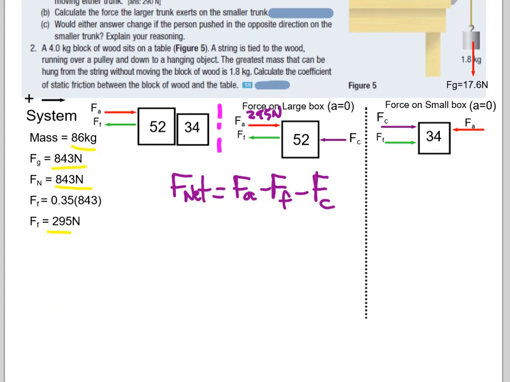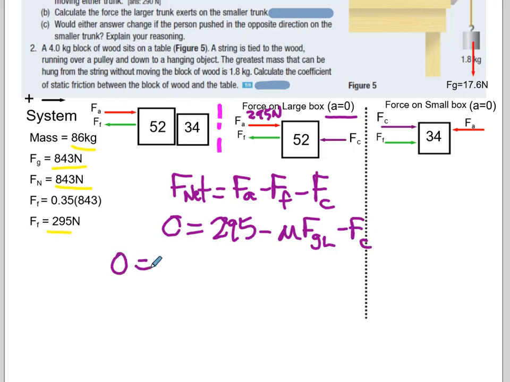Okay, so now it's not moving, so a is 0, so F net is going to be 0. That's a really important piece that's not explicitly stated, so you have to make that connection. Now Fa is 295 newtons. The force of friction is going to be mu times Fg of the large box, and then we have minus the contact force.